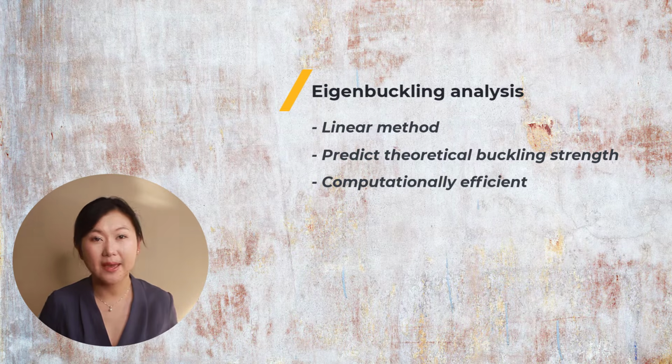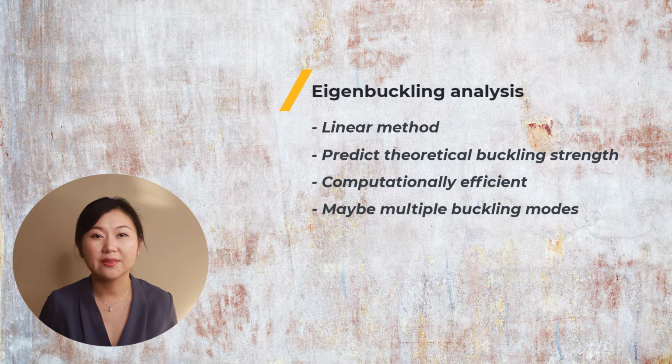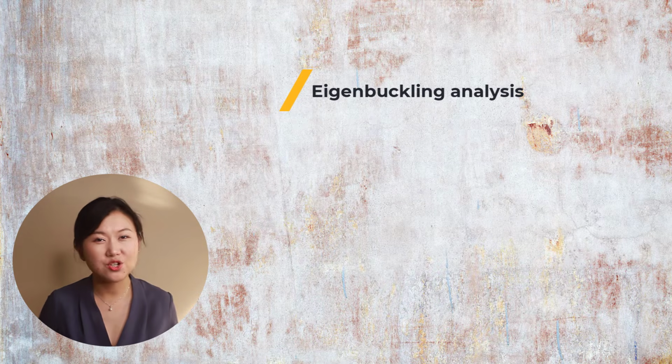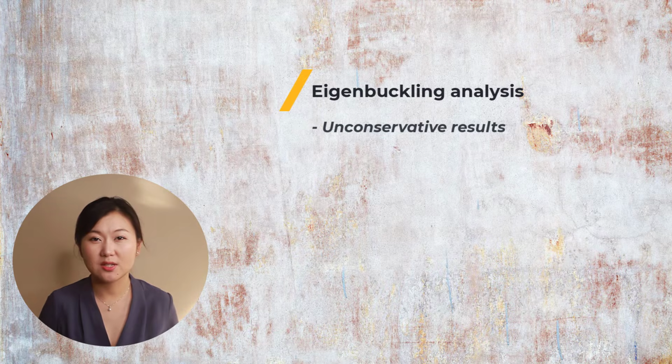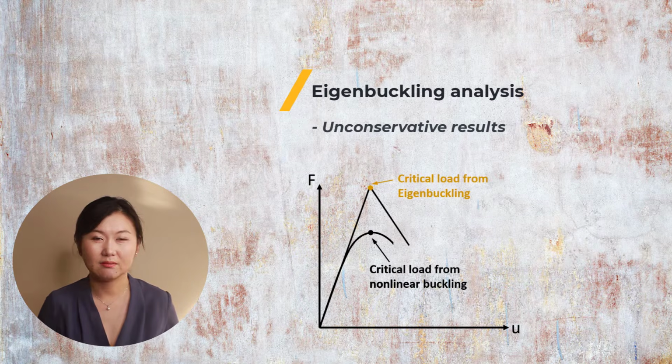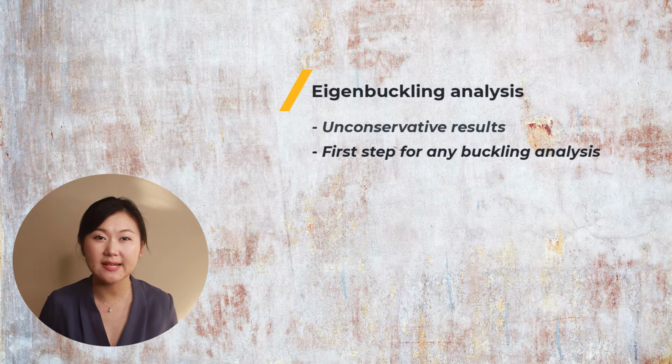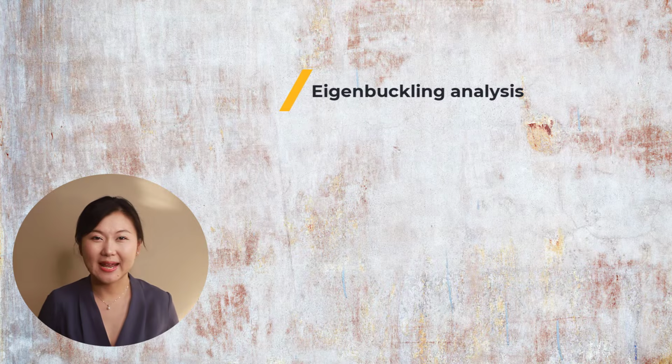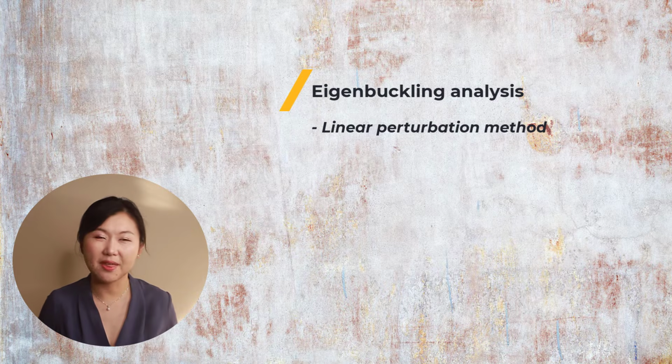It gives us a rough estimate of the buckling loads, and it gives us an idea whether or not there's more than one way in which the structure can buckle. However, we should keep in mind that the eigenbuckling results are unconservative since they do not include any nonlinearities that real-world structures experience. Thus, we often view eigenvalue buckling analysis as an important first step in examining designs that may experience buckling. Eigenbuckling analysis is based on a classic eigenvalue problem and uses linear perturbation method.